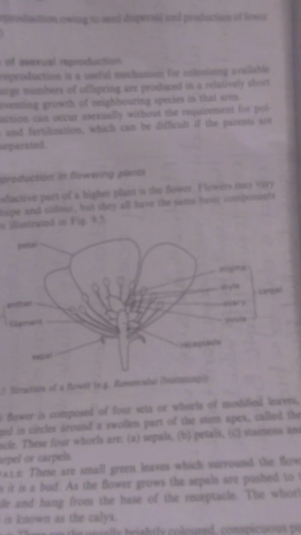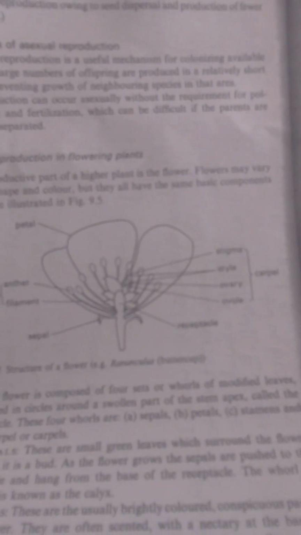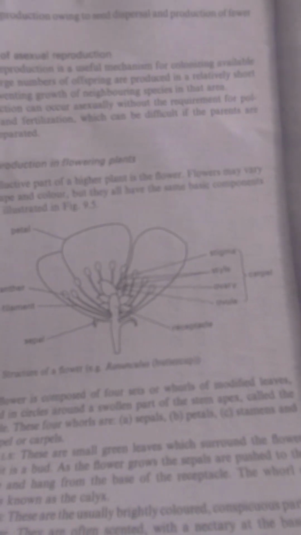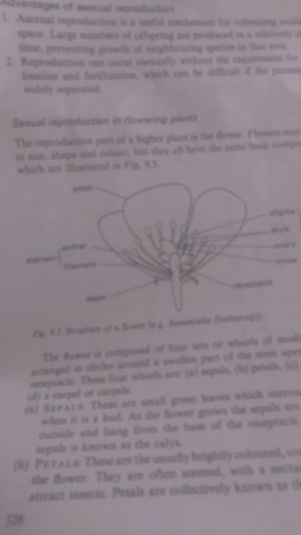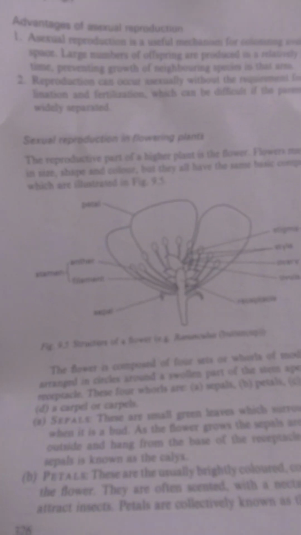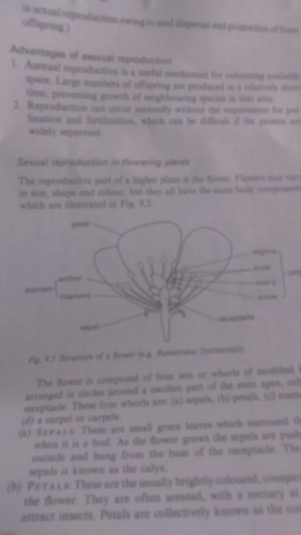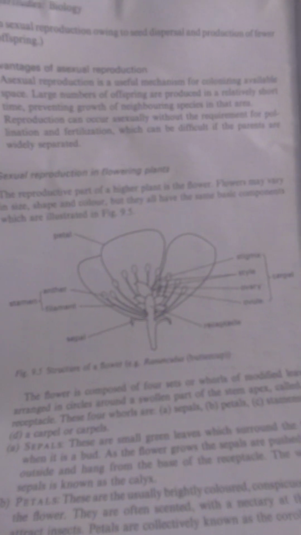As you can see, flowering plants can be of two types. The monoecious plants are those which contain both male and female parts in the same flower. Look at the structure. Most flowering plants are of this type. The second group of flowering plants is the dioecious.